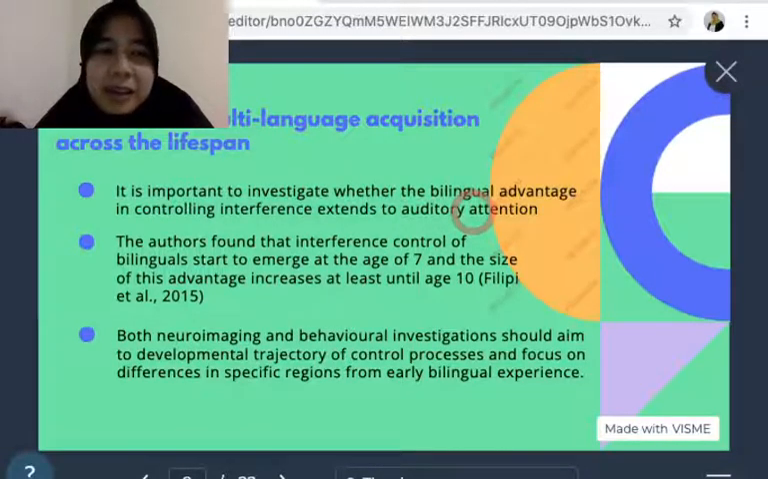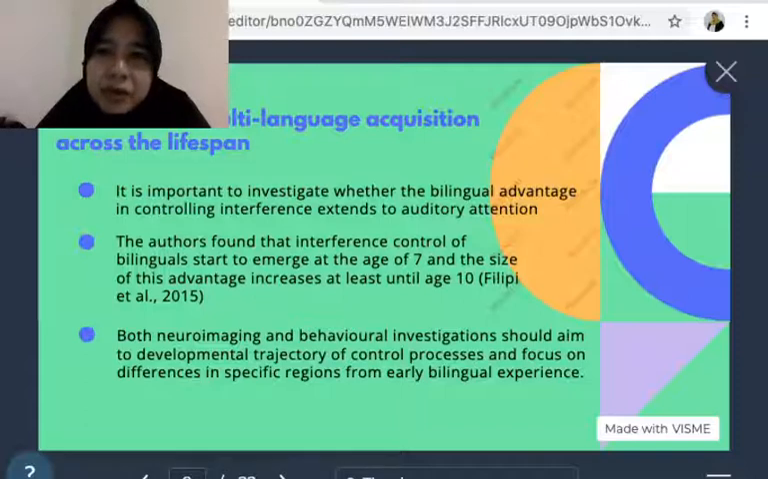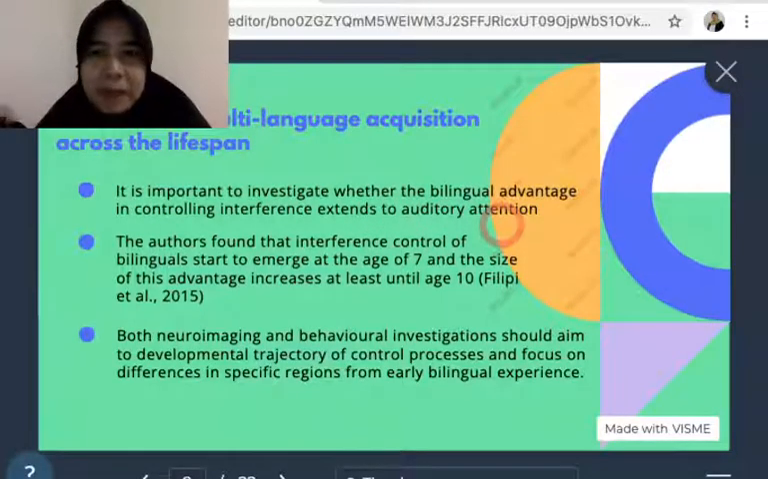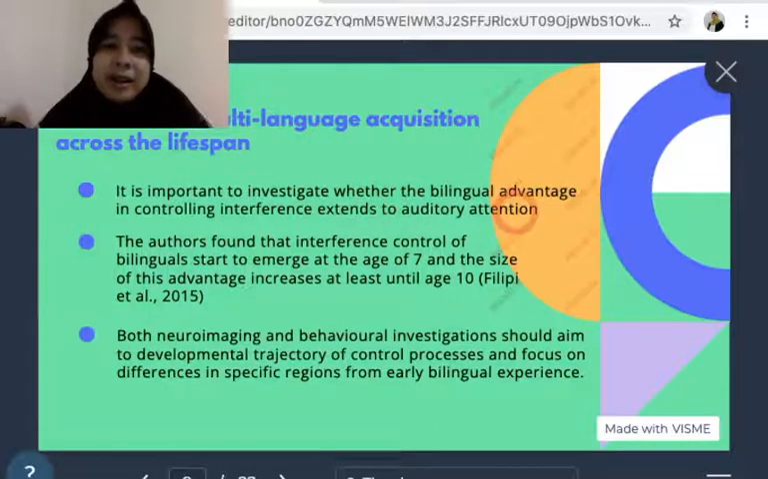The authors believe that even though there is a lot of research on bilingualism, performance tasks, inhibitory control, and cognitive control, it is very rare to see research on auditory attention. That is why we can investigate the bilingual advantage in terms of auditory attention.